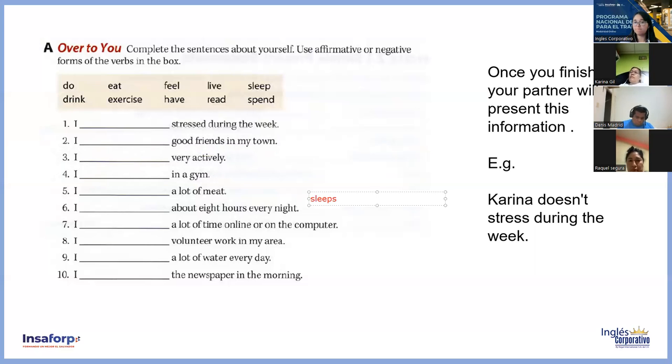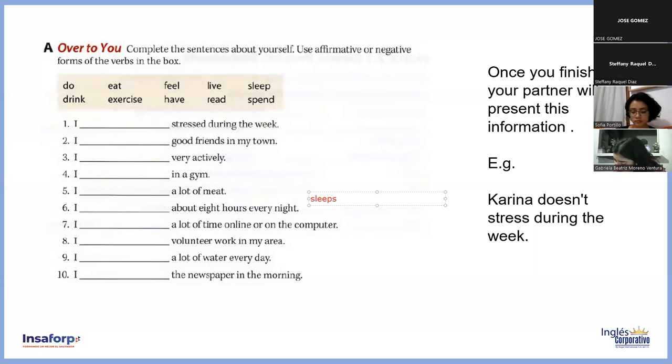Hello, Stephanie. Raquel. Okay. Five sentences, please. Five. Raquel doesn't feel stressed during the week. She doesn't sleep about 8 hours every night. She doesn't volunteer work in her area. And she doesn't read the newspaper in the morning. Okay, perfect. She doesn't read the newspaper in the morning.